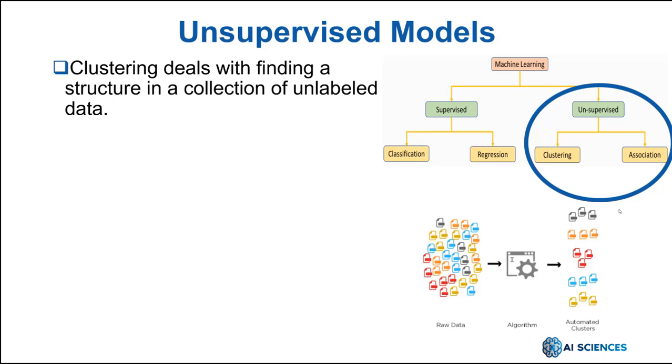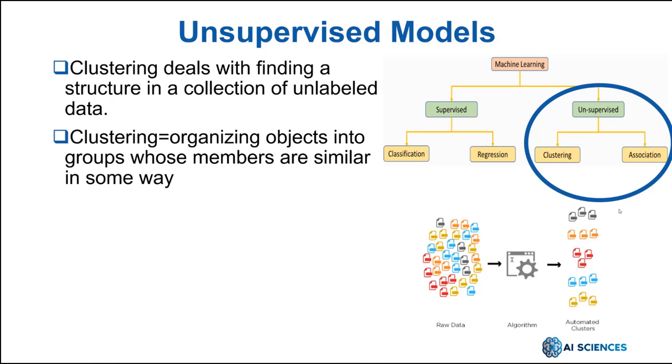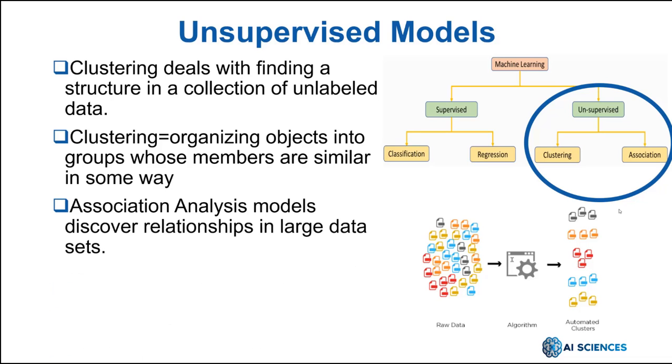Now, the most used unsupervised learning models are clustering and association analysis. Clustering is the most important unsupervised learning model. It deals with finding a structure in a collection of unlabeled data. So a loose definition of clustering could be the process of organizing objects into groups whose members are similar in some way. I will present clustering in more detail later.